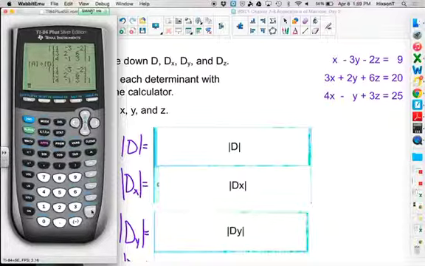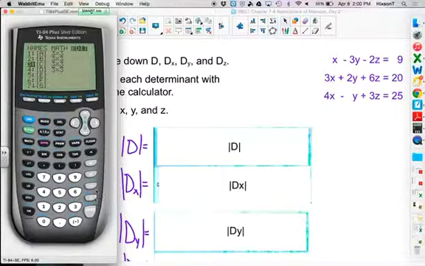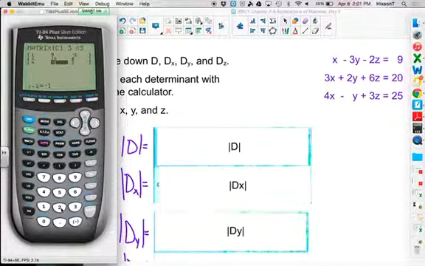Alright? So now we're going to edit C. That's going to be our D sub y. So I need to replace the y column with my constants. 9, 20, whoop, need to hit down. That's -2. Okay, that's 20, and that's 25. Okay? So again, we hit quit. So now we have D sub y stored in C.